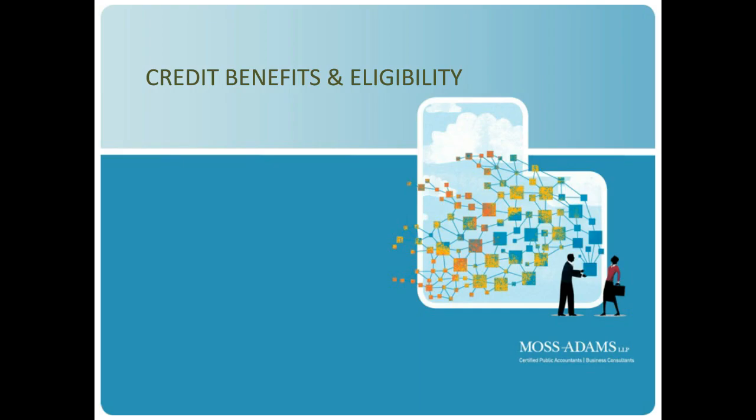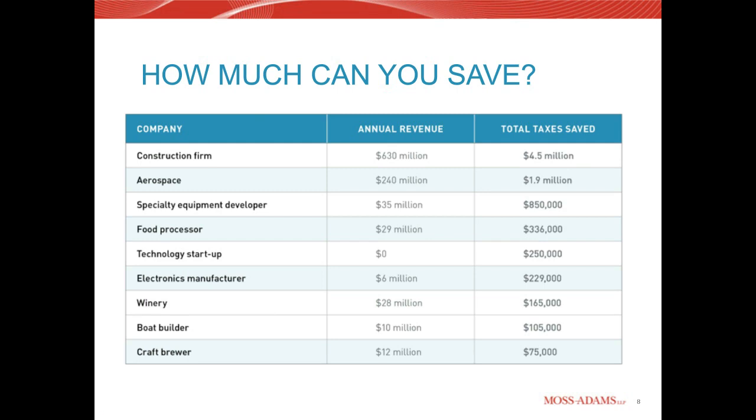To start out, we'll just cover the basics of credit benefits and eligibility for those of you not as familiar with the credit. The credit spans across multiple industries, and what this slide is primarily to show is that there's not necessarily a correlation between revenue and the amount of credit or taxes saved from the R&D credit. It's an expense-based credit. Therefore, it really doesn't matter what your revenues are so much as what you are spending on new product and new process development.